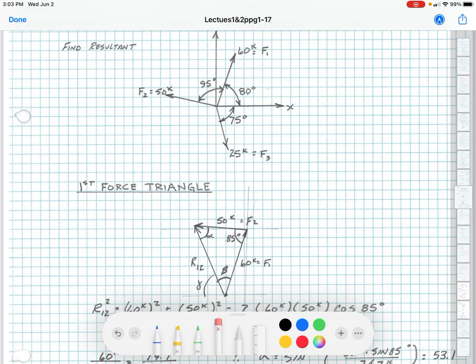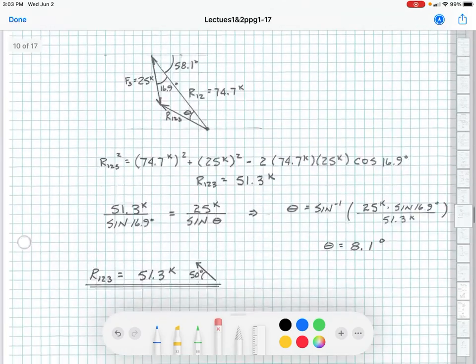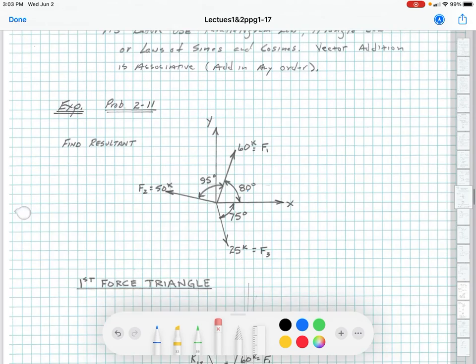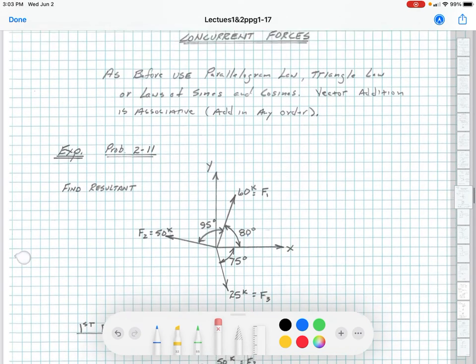I think next time we'll do another example of a, well, not a three-dimensional, but a three-force concurrent system that'll again utilize our force triangle method.